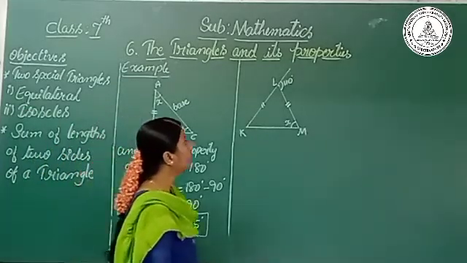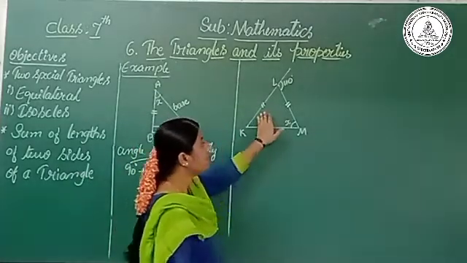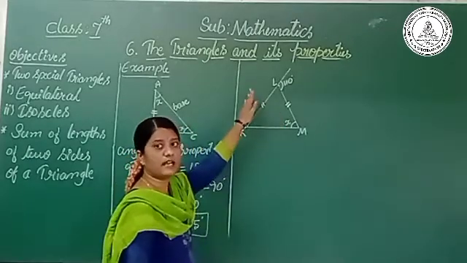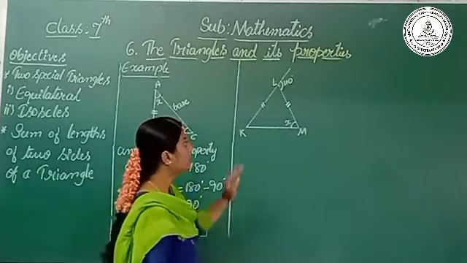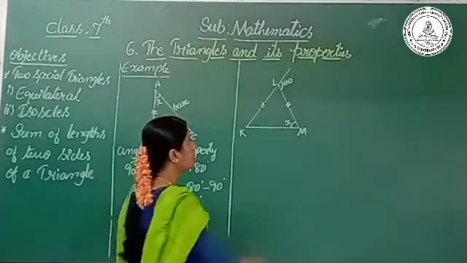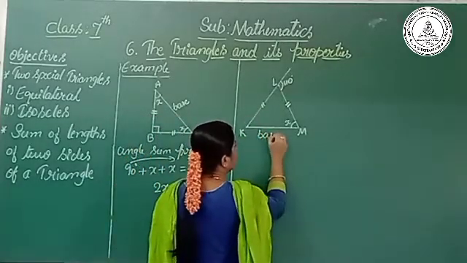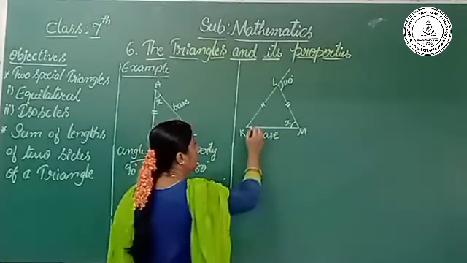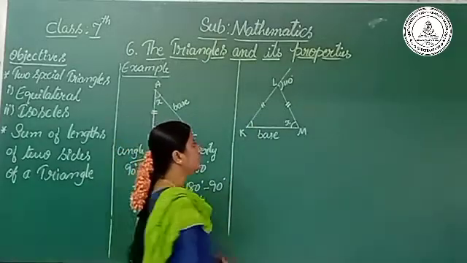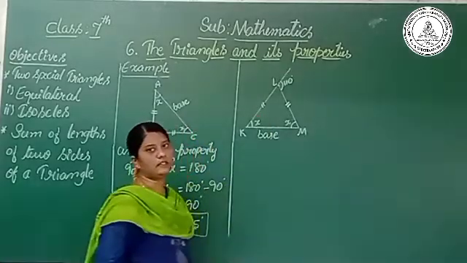Here they are given one exterior angle of 110 degrees, and in this triangle these two sides are the same in length, which means it is an isosceles triangle. So in this triangle, which is the base? In this triangle KLM, KM is the base of the triangle. That means the base angles opposite the equal sides are equal. So here angle M measures x, and at the same time angle K will also measure x.